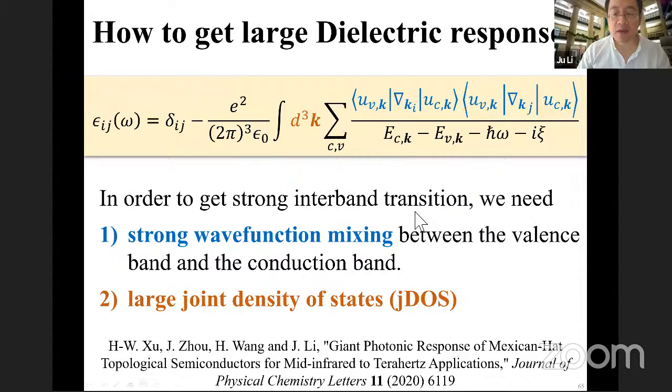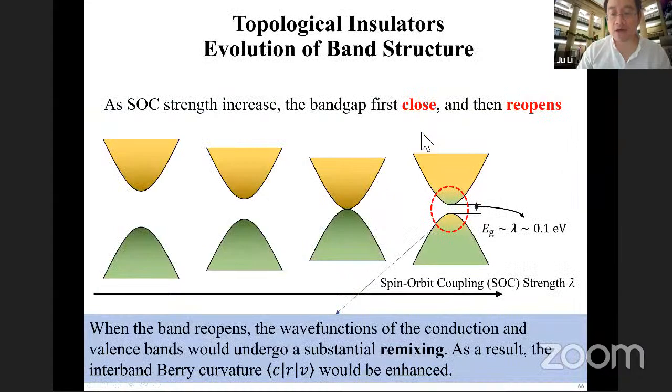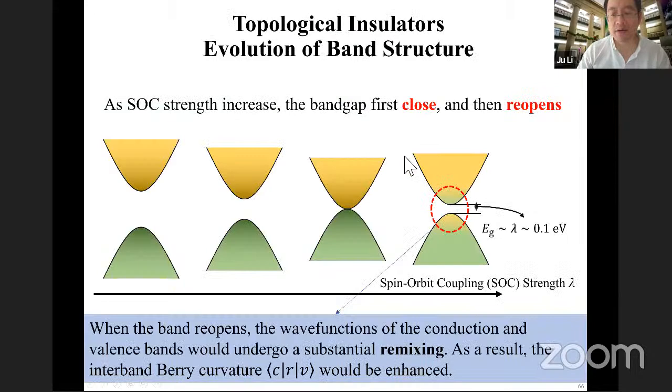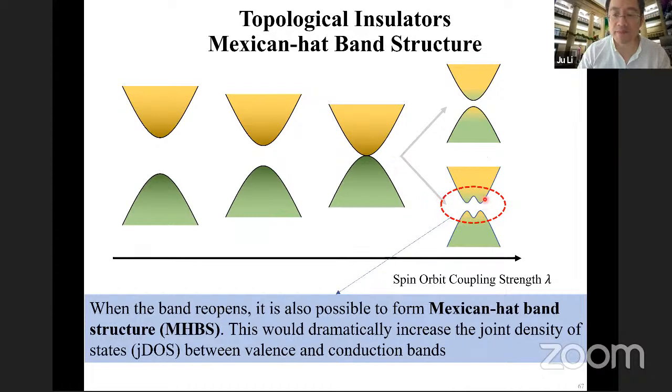So generally, by having a topological material, you have this PD band mixture. This is going to greatly improve this blue term here to enhance the dielectric response of the material. But then even when you change the chemistry and the strain, you can have this so-called Mexican hat band structure.